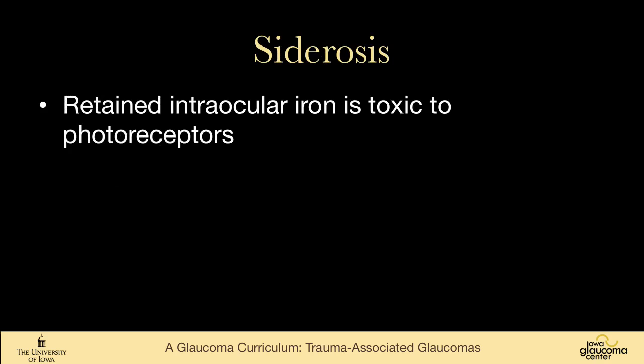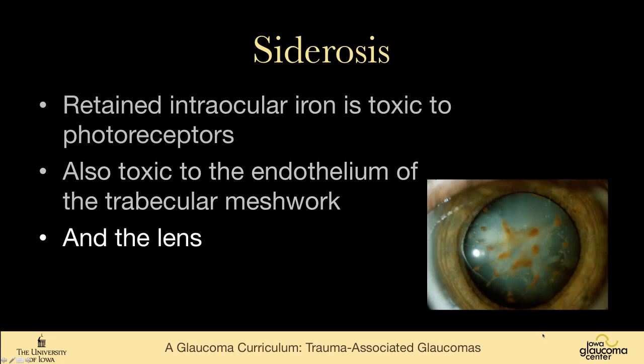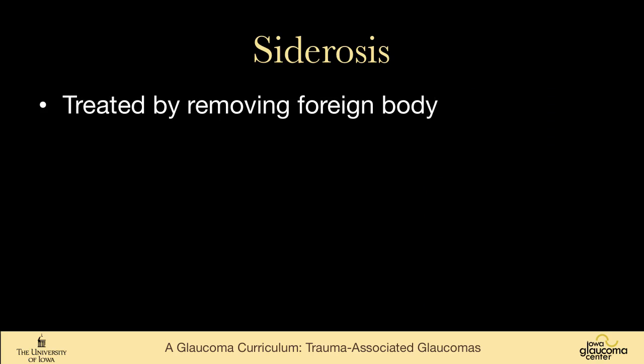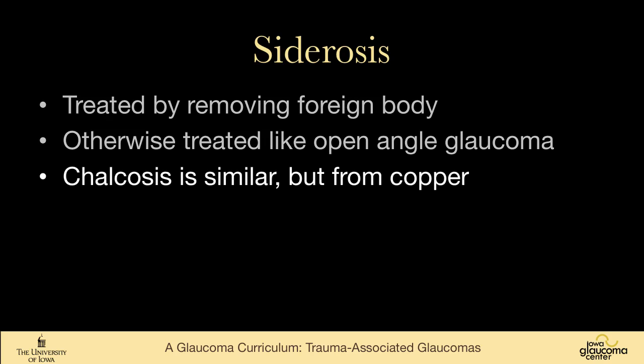Siderosis is retained intraocular iron, which is toxic to photoreceptors, but also toxic to the endothelium of the trabecular meshwork. And so this is somebody who has sort of a rusty color to the trabecular meshwork. Also toxic to the lens. You can see this rusty cataract here. We treat it by removing the foreign body, and otherwise treated like open-angle glaucoma.